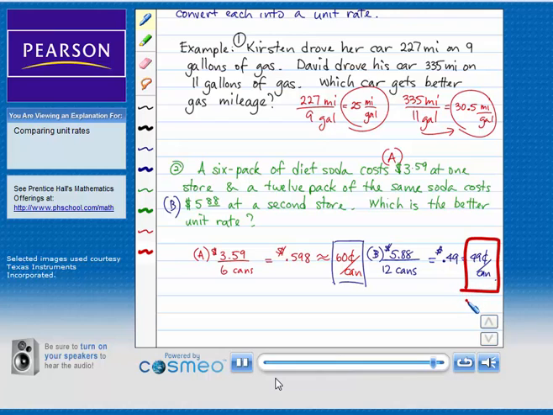All right, so that should give you an idea then of not only how to find a rate, but how to convert it to a unit rate and then compare. So I urge you to work carefully and work well.